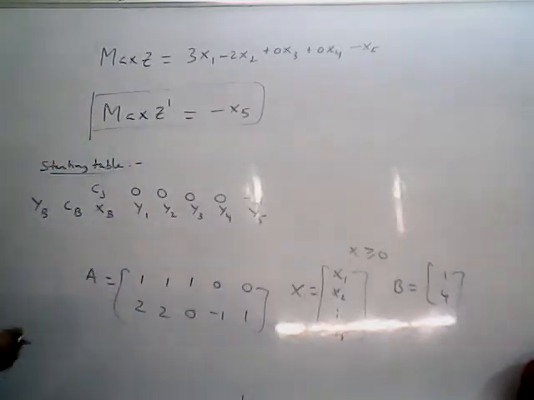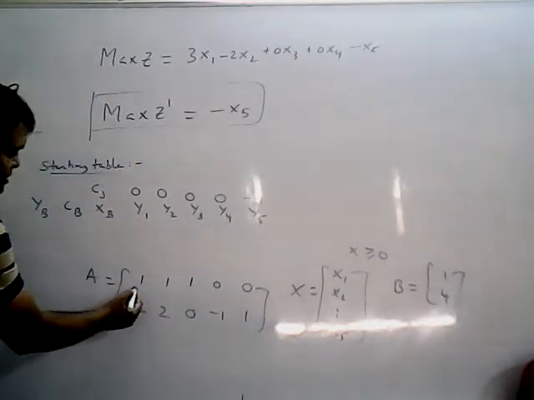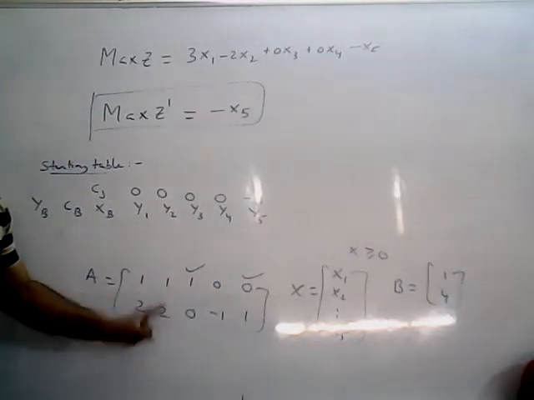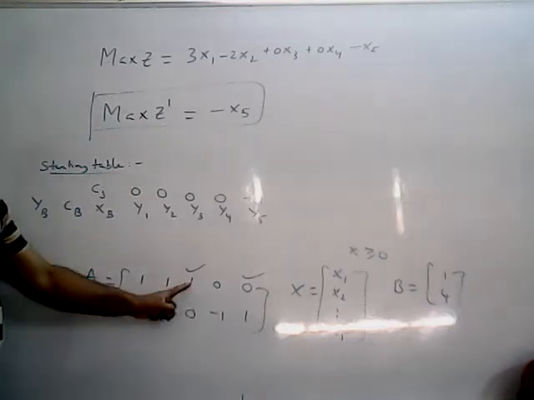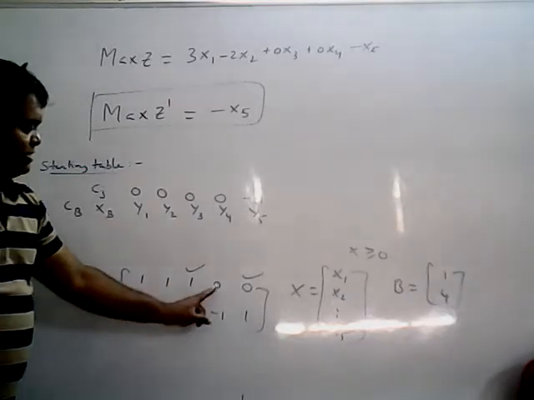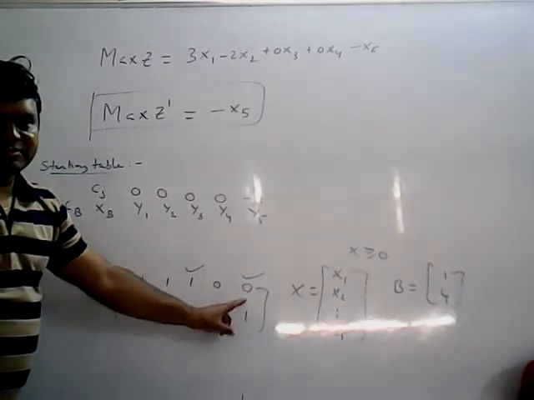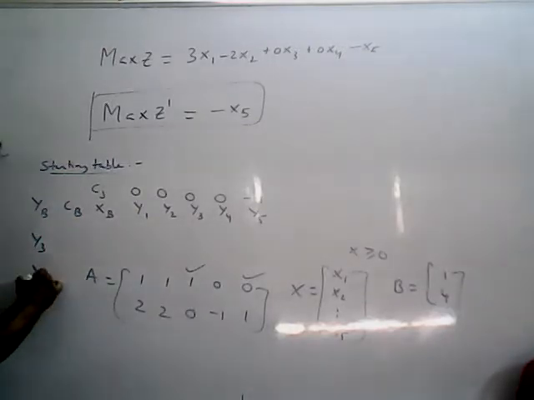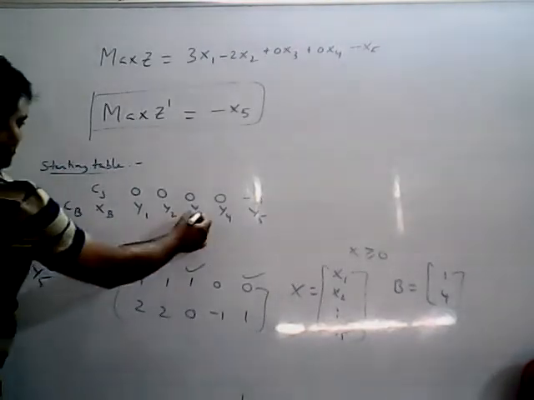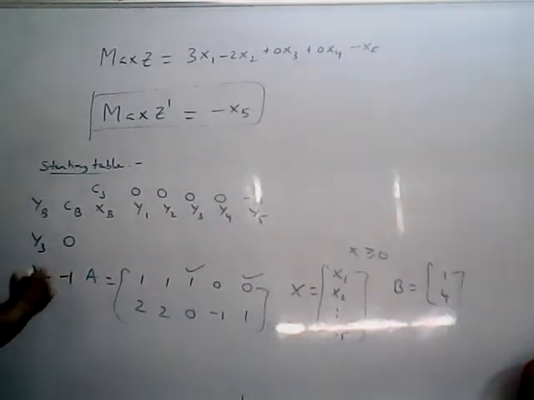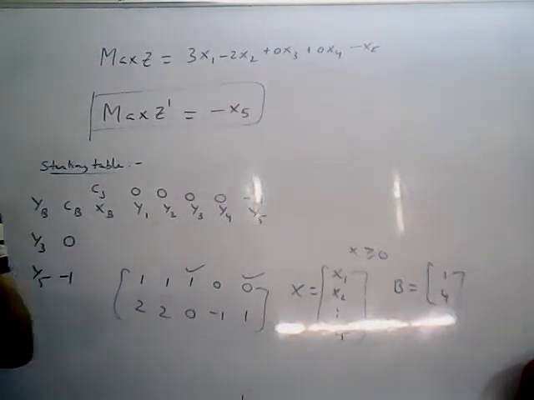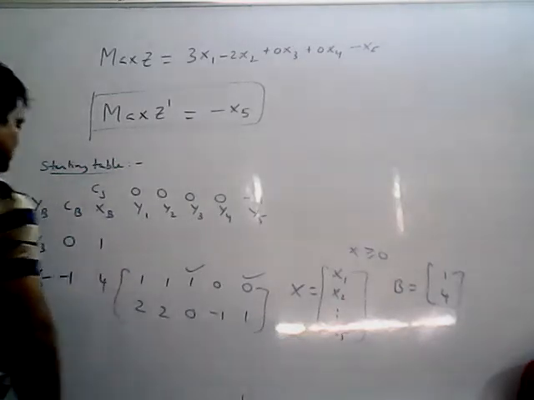Next, what are the variables that enter the basis? Where we get the unit matrix elements. The unit matrix is 1 0, 0 1. So this is x1, x2, x3, x3 means y3, this is y4, this is y5. That means y3 and y5. What is the y3 variable cost? The y3 variable cost is 0. The y5 variable cost is minus 1. Next, the B matrix, which is 1, 4.